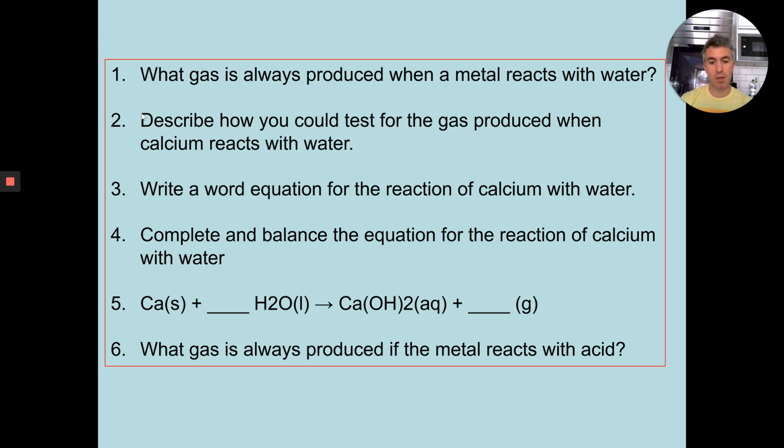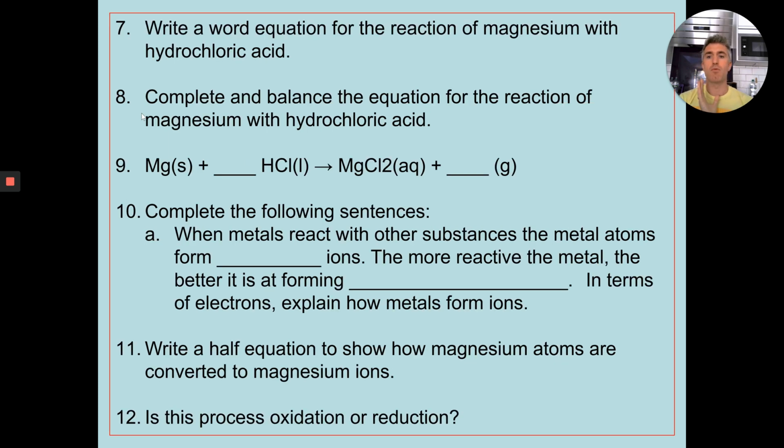What gas is produced if the metal reacts with acid? Different question. Write a word equation for the reaction of magnesium with hydrochloric acid. Then, can you turn it into a balanced equation? Number 10. There are just 2 words you have to write down. Don't copy the whole thing out. Just write 10A and then write the 2 missing words. This last one, this penultimate one is tricky. Can you write a half equation to show what happens to magnesium?